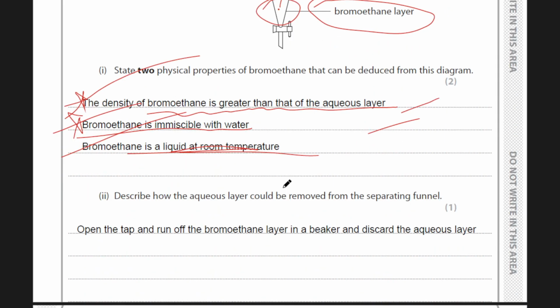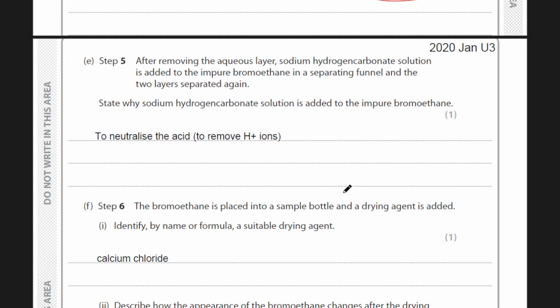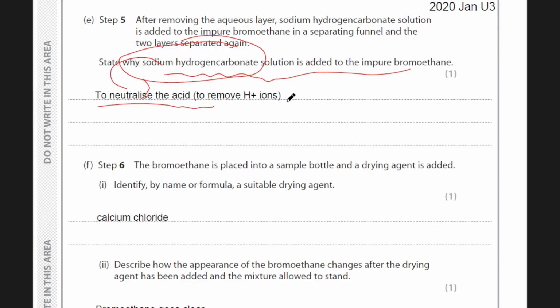Describe how the aqueous layer could be removed. All you can do is open the tap and run off the bromoethane layer into a beaker, and you can later discard the aqueous layer elsewhere. After removing the aqueous layer, the sodium hydrogen carbonate solution is added to the impure bromoethane in a separating funnel, and the 2 layers are separated again. Now state why the sodium hydrogen carbonate solution is added. Since it is a base, it is going to neutralize any acids present, if there is any H+ present.